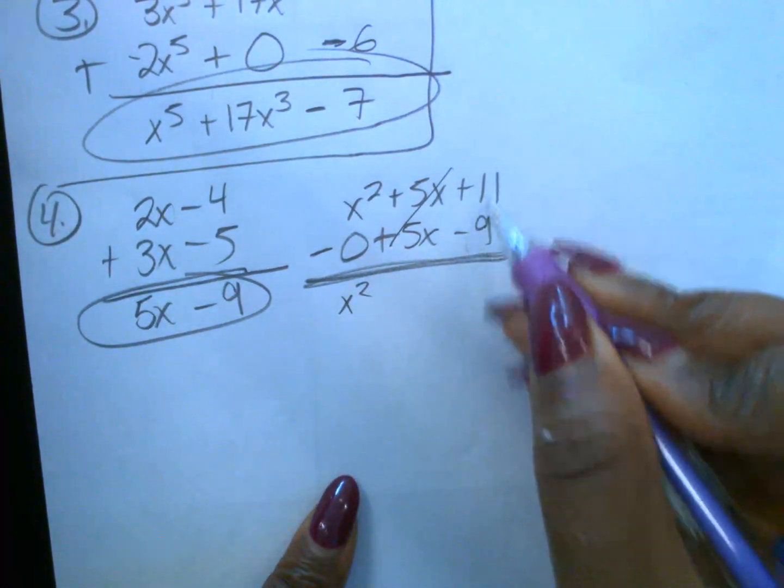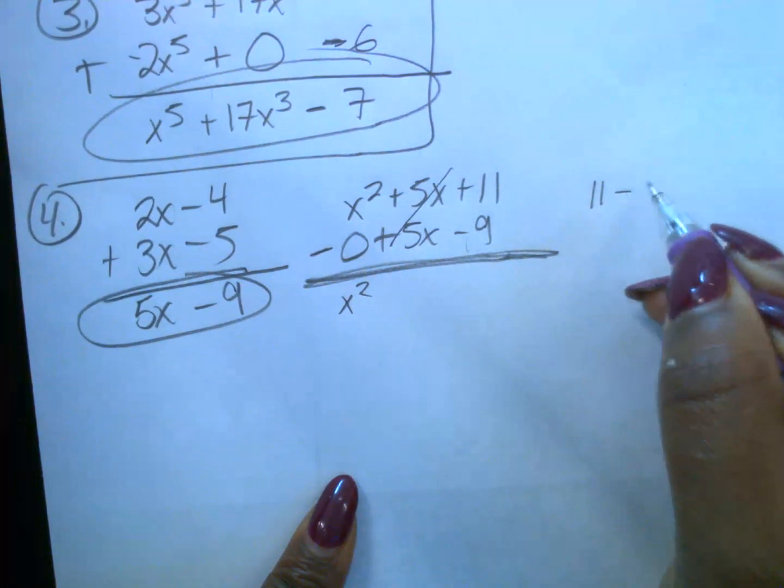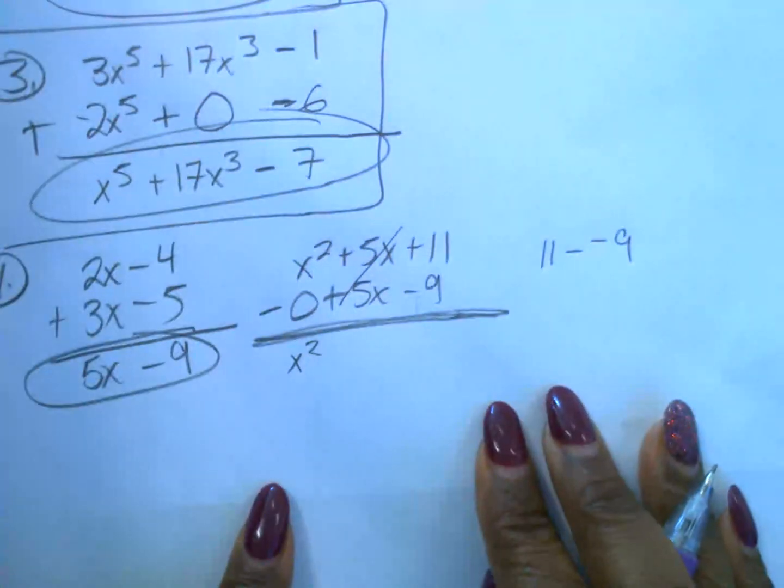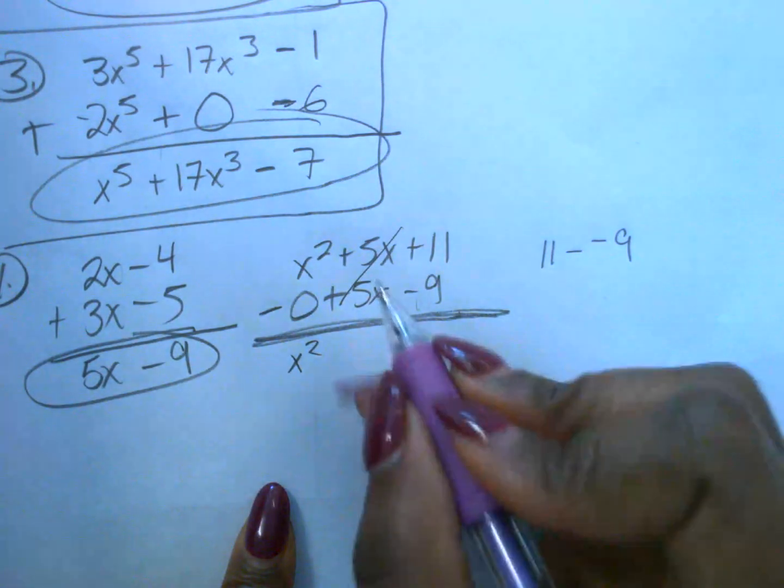When I subtract, what do I get here? What's 11 minus a negative 9? Oh, 9. 20. 20.